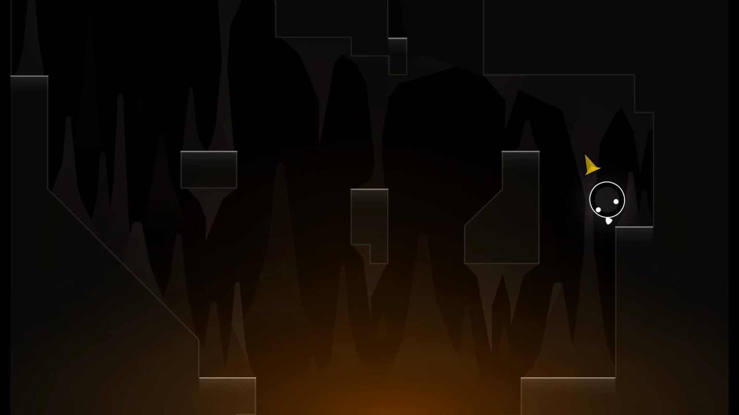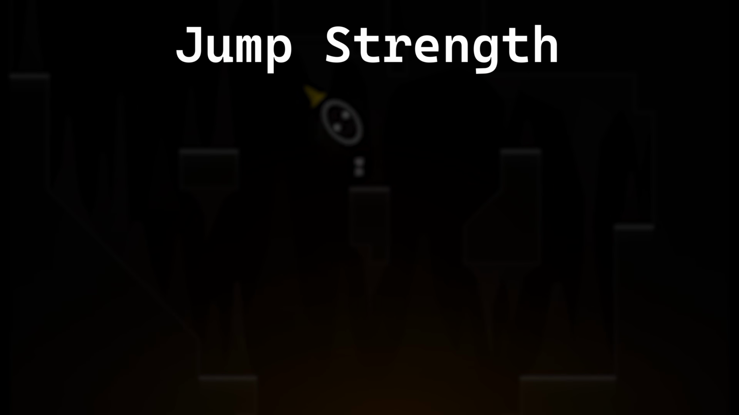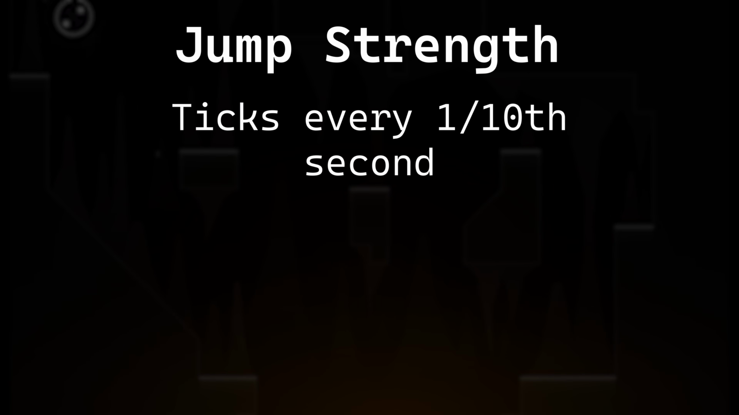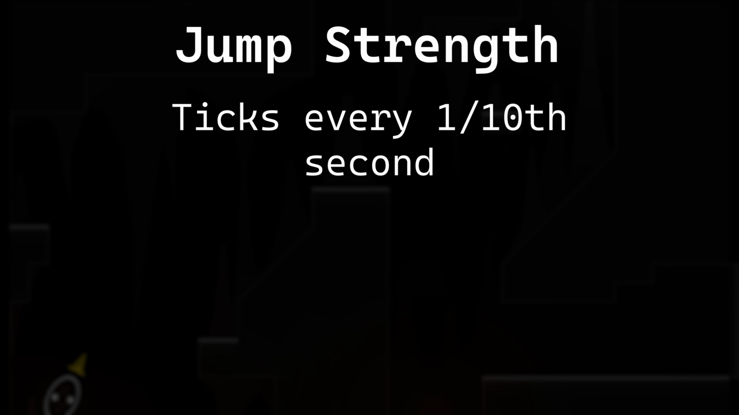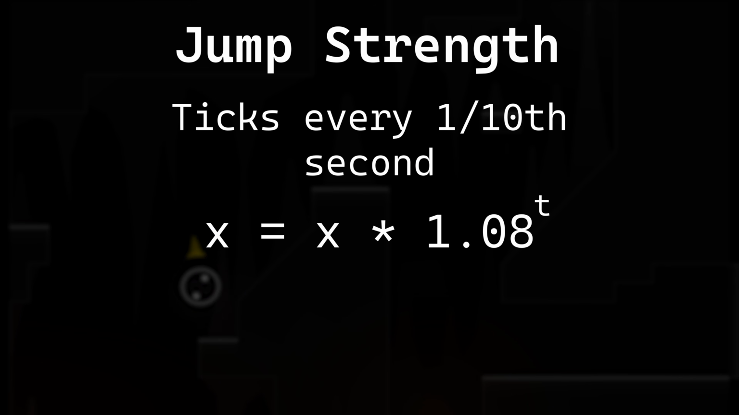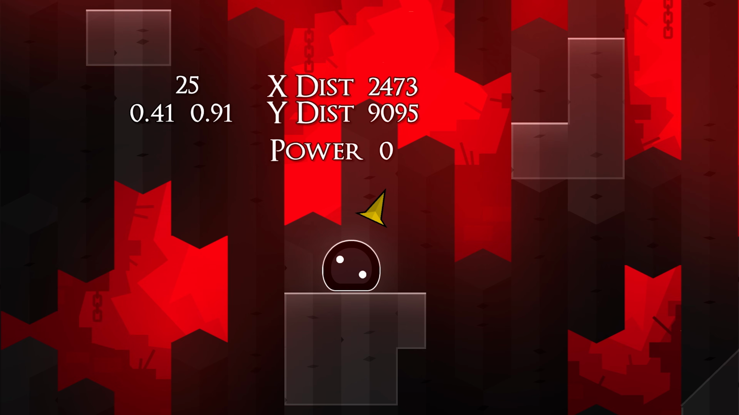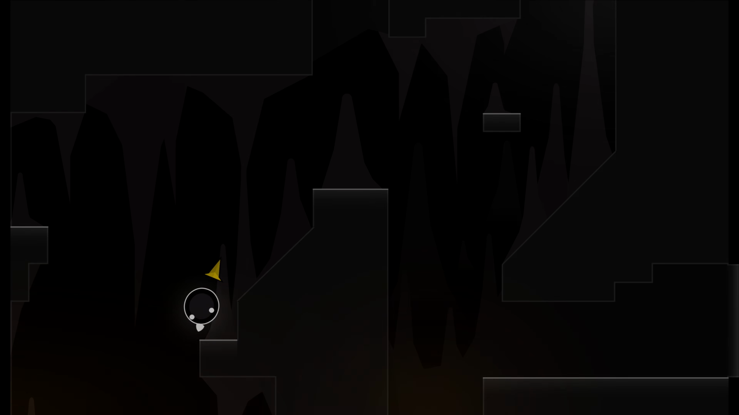There's one last thing to account for, and that's jump strength. Thankfully, this one's extremely simple. In my engine, there's a total of 10 jump strengths. When you hold down the jump button, every 10th of a second your distance is multiplied by 1.08 up to 10 times. So if I held down my 2,473 unit jump into a max strength jump, the number just gets multiplied into 5,330, or approximately 2,473 times 1.08 to the 10th power.